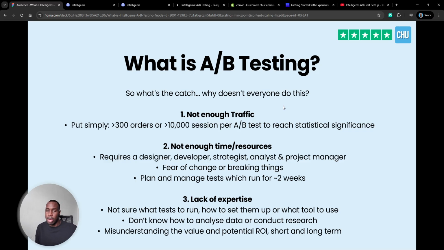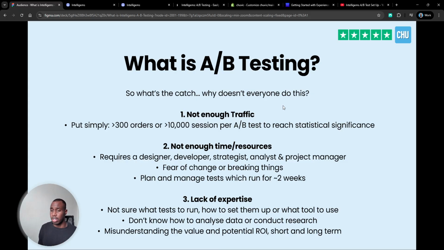So there is a barrier to entry to A/B test properly if you want to reach statistical significance. This tends to be around 300 orders or 10,000 sessions per test that you run, and tests usually run for 2 weeks. If you don't get this amount of traffic, and everyone will have their own different number, this is just a general baseline, a minimum that you need in order to get the most value from A/B testing. So that's usually the main reason.